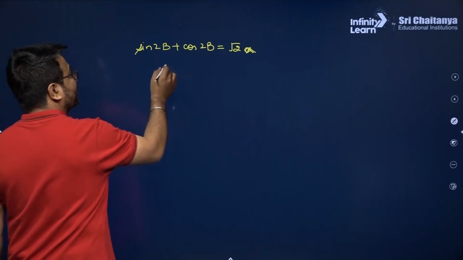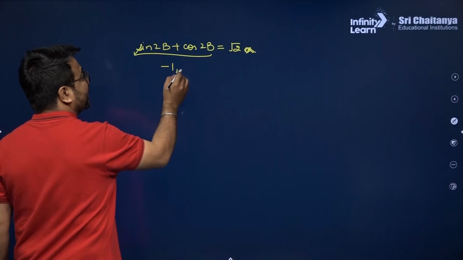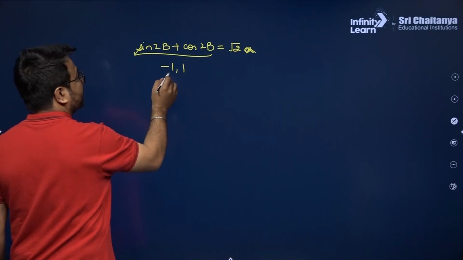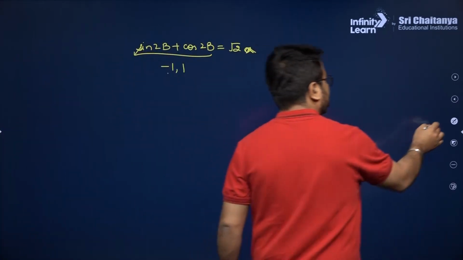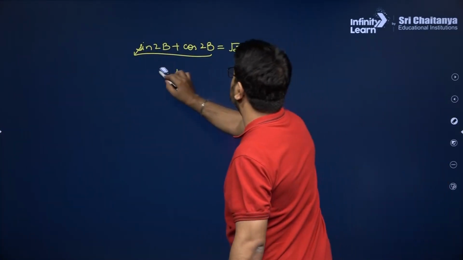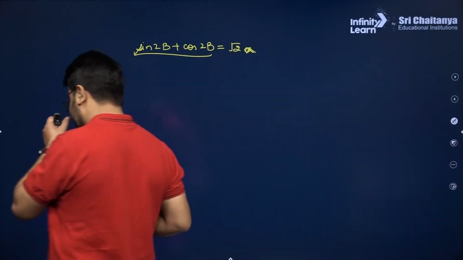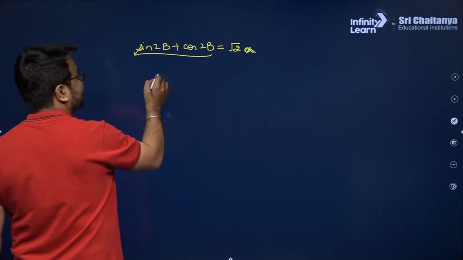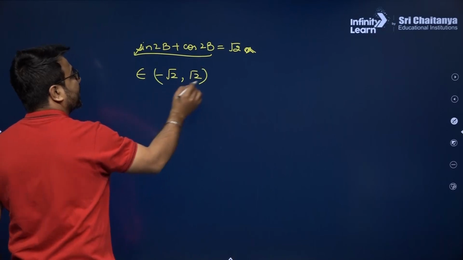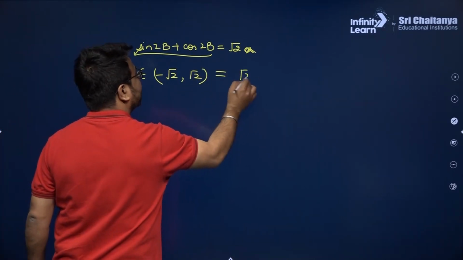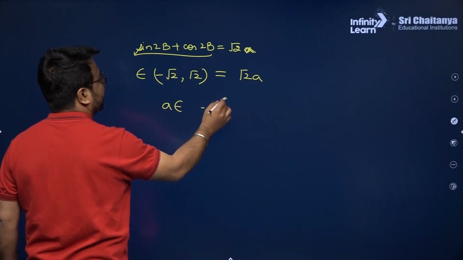So root 2a value, because this particular expression will give us a value between minus root 2 to plus root 2. So a sin theta plus b cos theta will give us the value between square root of a square plus b square with a positive sign and negative sign. So this particular expression belongs to minus root 2 to plus root 2, and here in the right hand side we have already root 2a. So a belongs to minus 1 to plus 1.